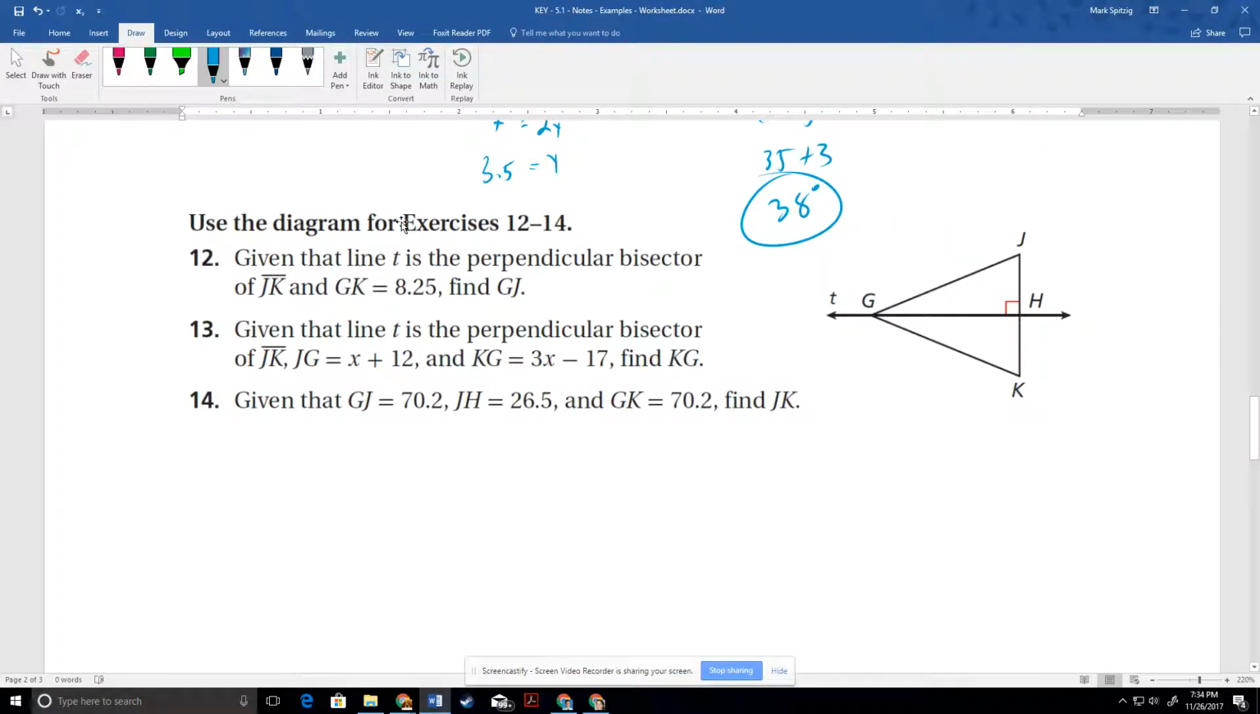All right. Given line T is perpendicular bisector. Okay, so GK is 8.25.